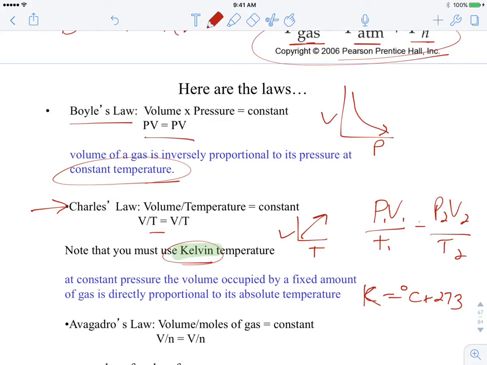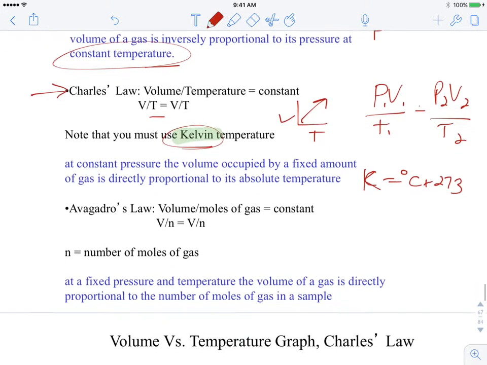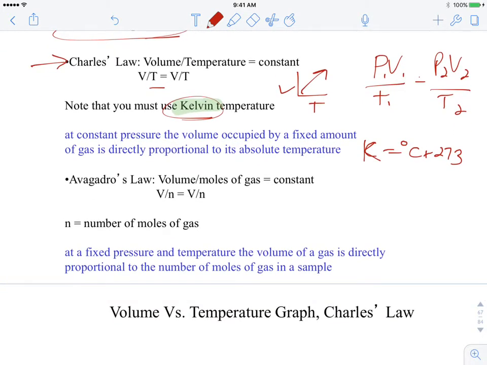Now, what if we're looking at the number of moles? Well, then I would use something called Avogadro's law. That looks at how, as I increase the moles of a gas, the volume will go up. 1 mole would be 22.4 liters at STP. 2 moles is 44.8 liters at STP. So you can see that if I increase the moles, I increase the volume.